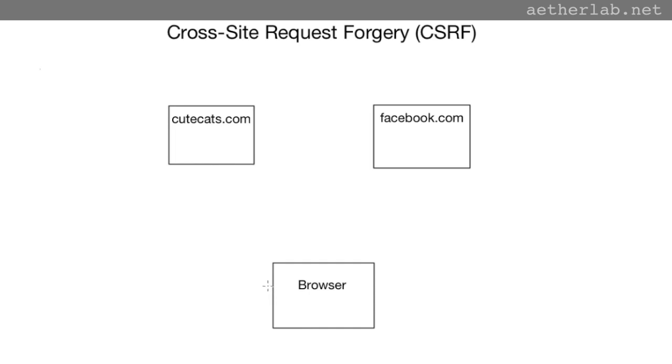So let's see how it works. The browser loads cutecats.com. It's downloaded in the browser. And it had a hidden form inside, which is now in the browser. When this website is loaded in the browser, this form is submitted automatically, and the form will send the request from this browser to facebook.com.